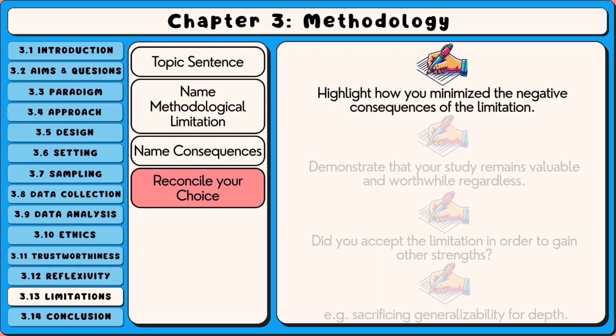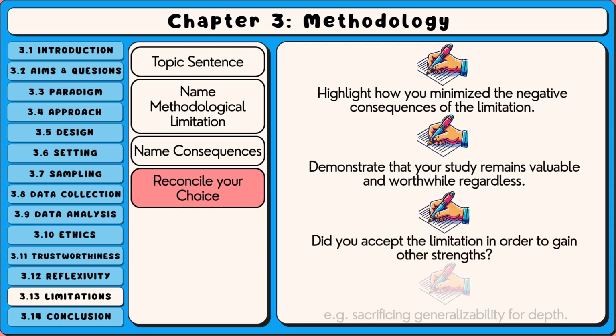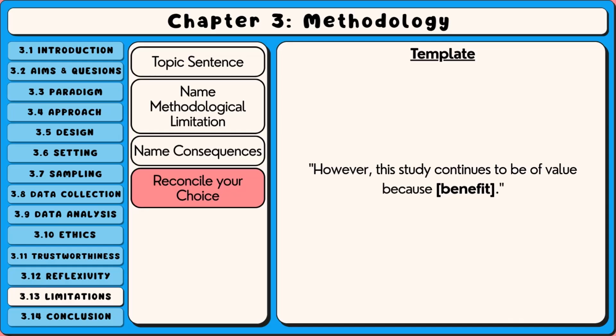In the next step, reconcile your choice. This means highlighting how you minimized any negative consequences. For example, you could highlight why your study is a valuable and worthwhile study regardless of that limitation. It could also involve stating how you accepted this limitation in order to gain other strengths. For example, you could highlight how you sacrificed generalizability for depth. Here's a template. However, this study continues to be of value because, and then outline the benefit of your choice.